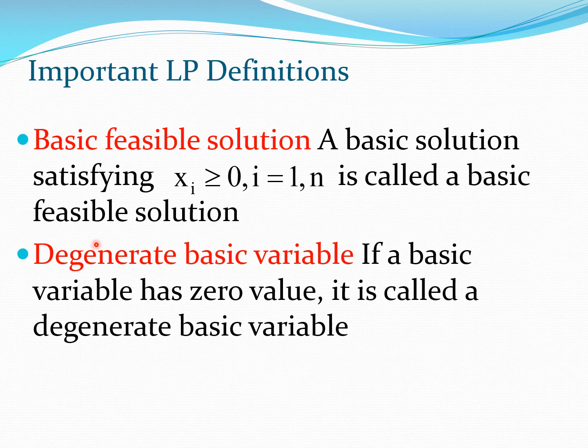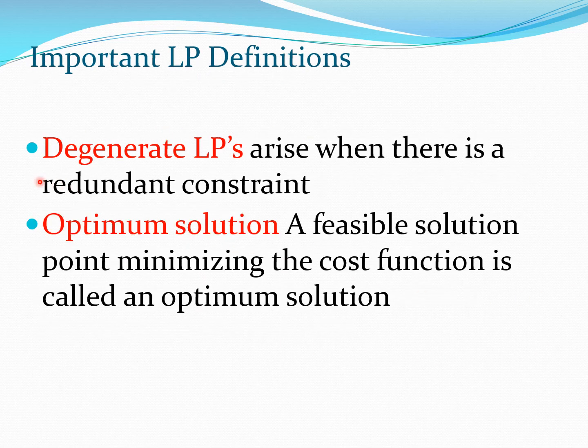Basic feasible solution. This is a basic solution satisfying x_i greater than or equal to 0, i equals 1 to n. And a degenerate basic variable happens if a basic variable has zero value. Degenerate linear programs can take place when there is a redundant constraint. So you always need to formulate a problem properly such that you don't have such redundant constraints.